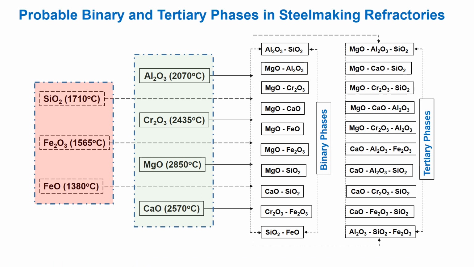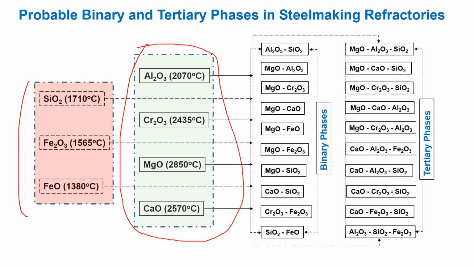In the next slide, I have highlighted the probable binary and tertiary phases from different oxides. These are the prime oxides. If any impurity reacts with these, it may form different binary and tertiary phases.